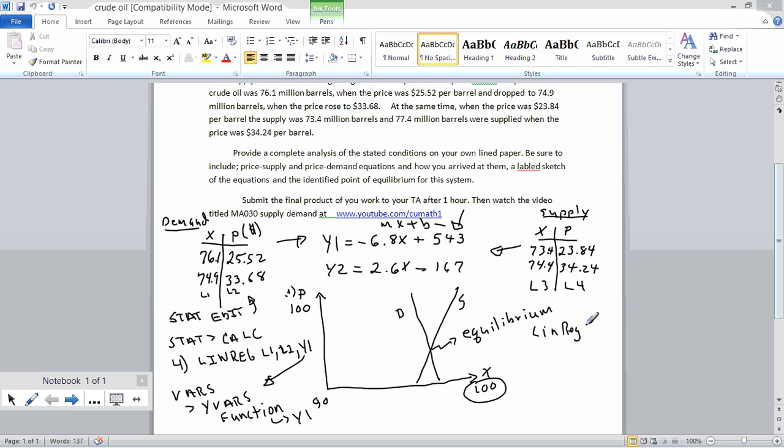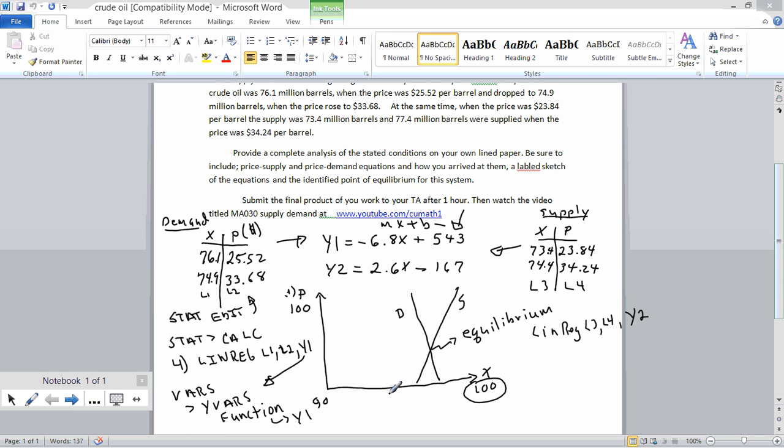and I entered L3 and I entered L4. Make sure you know how to do that. And I entered that into Y2. So when I did my vars, y vars function, instead of loading to Y1, I loaded to Y2. Then I had both equations in my graphing calculator. On a graph, this is what I saw right there.